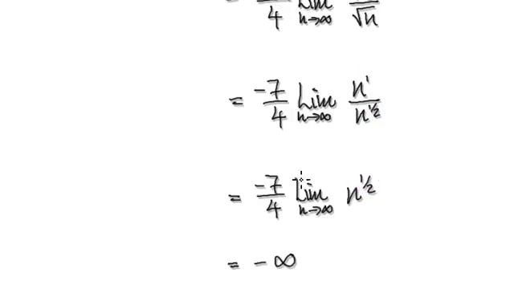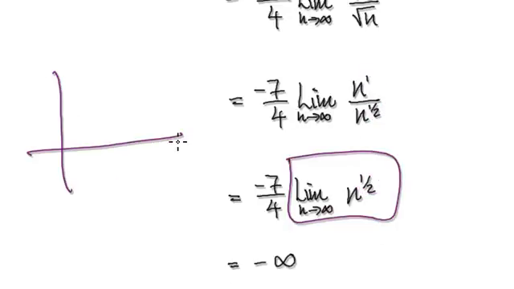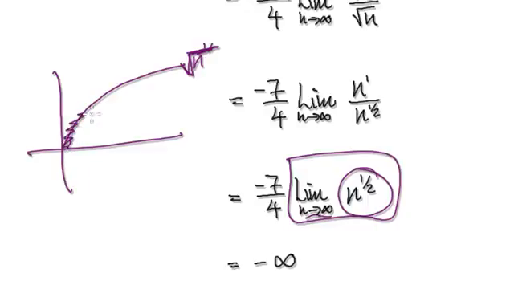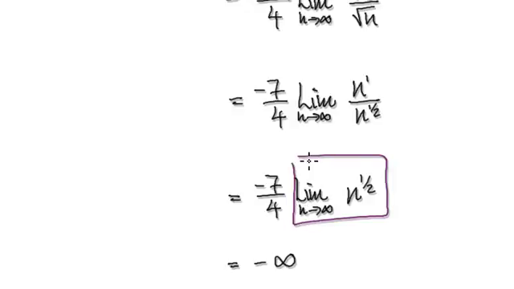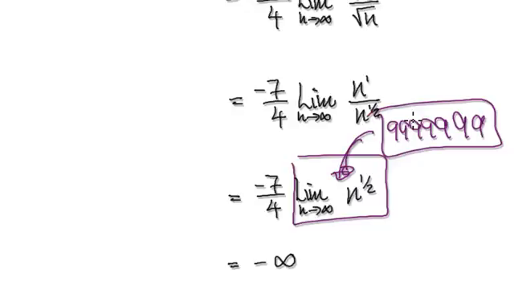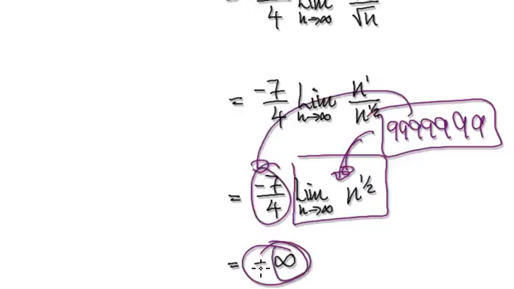If you look at the graph, positive a half is really the square root. The square root looks like this. As n tends to infinity, you can see the square root of n will keep on climbing. It will just get bigger and bigger and bigger. So this thing is getting bigger and bigger, so it's like a really big number. This really big number multiplied by this negative number is going to be a negative, very big number.